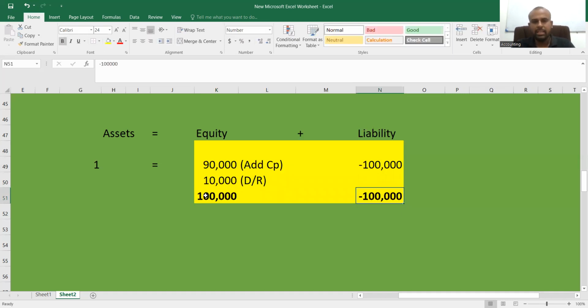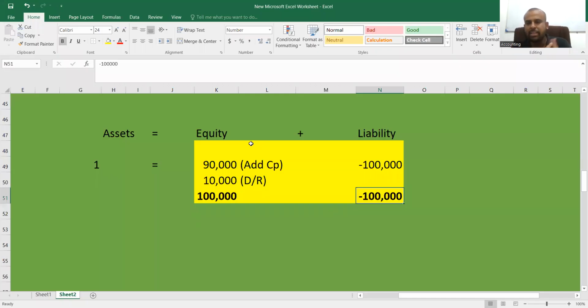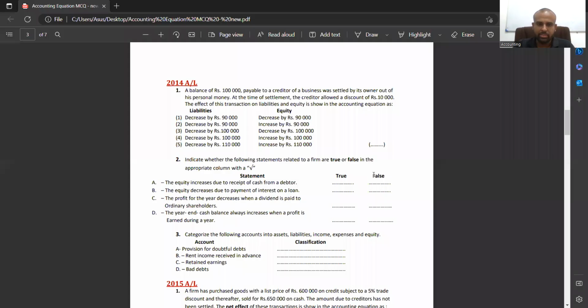If it is not clear, please raise the question. I can explain it again. Which one is the correct answer? Yes, as you all correctly said, fourth one is a correct answer. Equity increases by 100,000. Equity 100,000 only increase in the reasons දෙකක් තියෙනවා. එකක් මොනවාද? Additional capital of 90 and the discount received 10,000. Liability reduces by 100,000. Right. Okay. What is next?